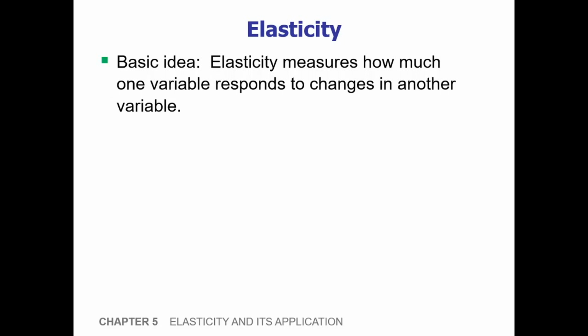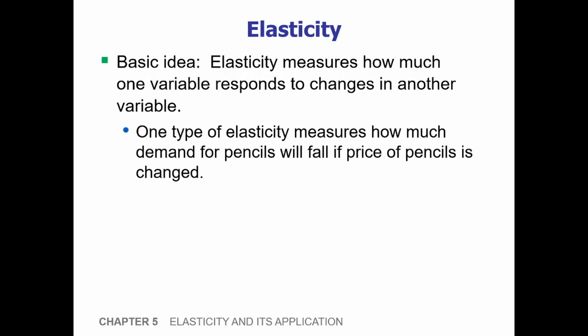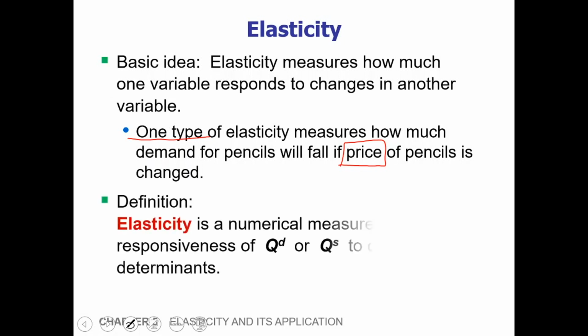Alright, so the basic idea is that elasticity measures how much one variable responds to changes in another variable. As I talked about before, there are several factors which have an impact on demand. So if one factor changes, if the price level, for example, changes, how much will demand change due to that one factor? That's the basic idea of elasticity. One type of elasticity measures how much demand for pencils will fall if the price of pencils is changed. This is just an example that we discussed before. So one type is the change in price of the product. The other types are change in income of consumers or alternative goods.